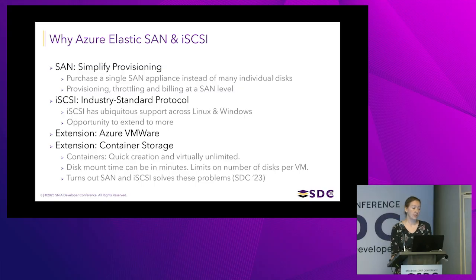The other thing is we didn't support iSCSI before. While iSCSI is an old protocol, SCSI is from the 80s, iSCSI is from the 90s. I was born in the 90s. This protocol is my age. It still has ubiquitous support, right? Windows, Linux, lots of people are still using this protocol. So we'll start with this. We have the opportunity to extend to more, but it's actually a pretty good protocol. I like iSCSI, and we'll talk about that a bit more later.